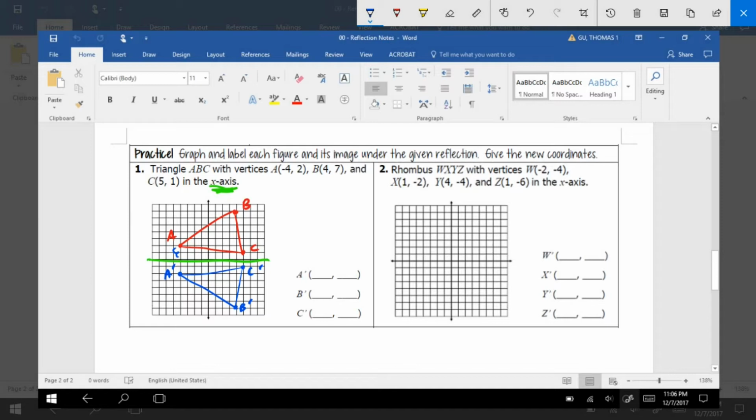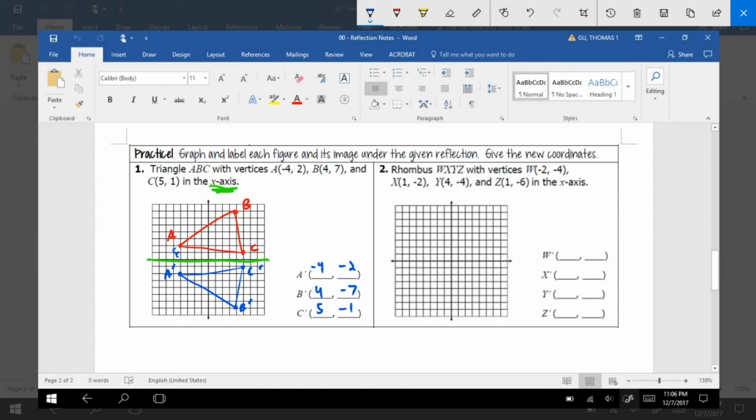All right, so now we need to give our new coordinates. What's the coordinate of A prime? Count the spaces. Left 4, down 2, that's -4, -2. B prime is going to be right 4, and then down 7, so 4, -7. And then C prime from the origin is right 5 and down 1, so 5, -1.